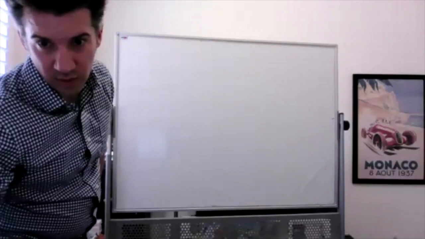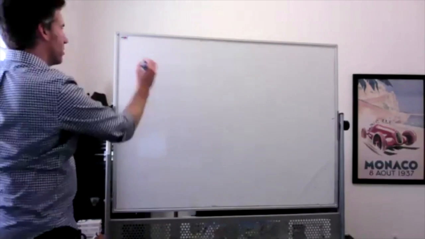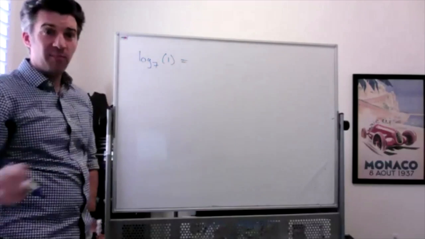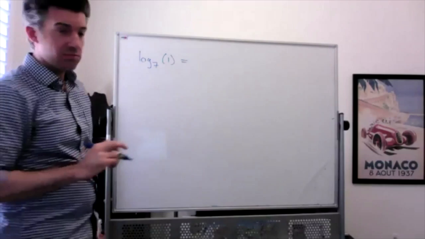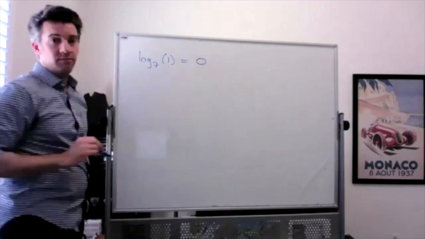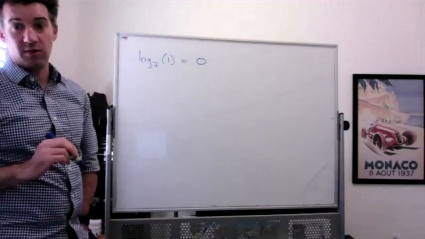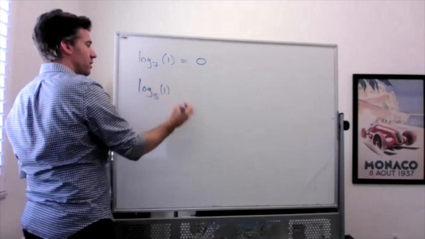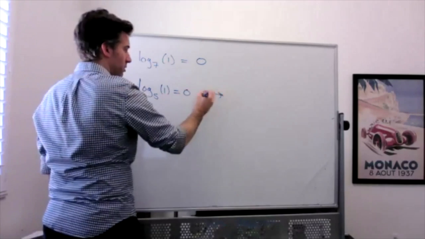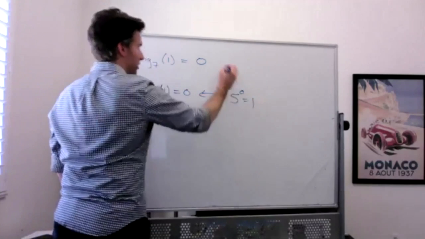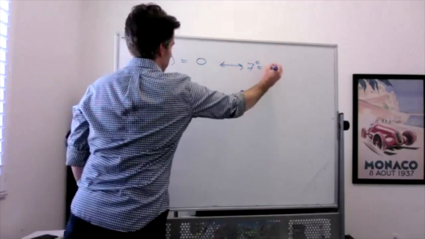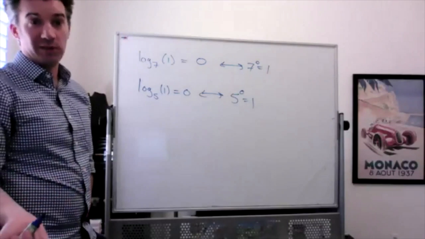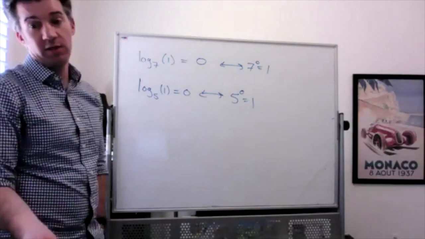The next one's actually real easy. Log base 7 of 1. 7 to what power equals 1? The 0th power. Anything to the 0th power equals 1, right? So I can also write it as log base 5 of 1. That's also equal to 0 because 5 to the 0 equals 1. And this is true because 7 to the 0 equals 1. So whenever you're taking a logarithm of 1, it's always equal to 0 because anything to the 0th power is equal to 1.